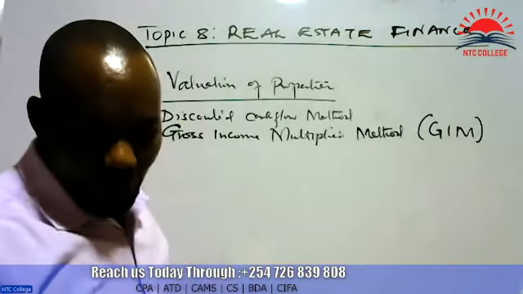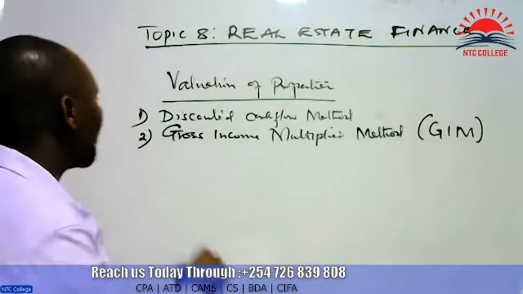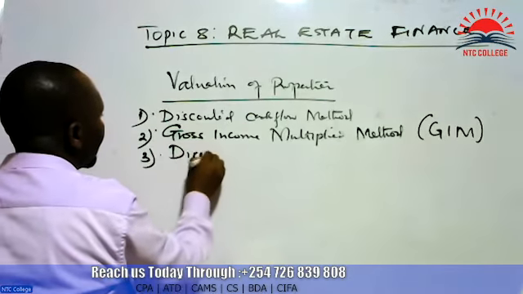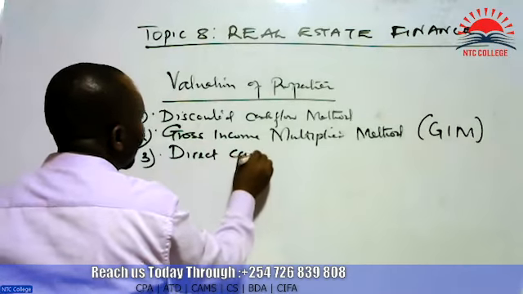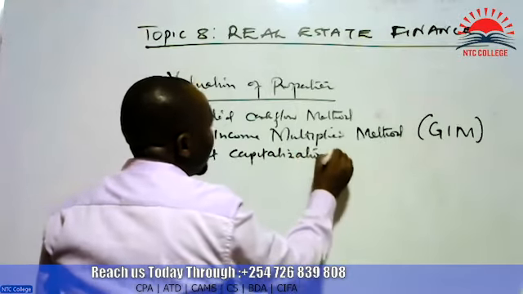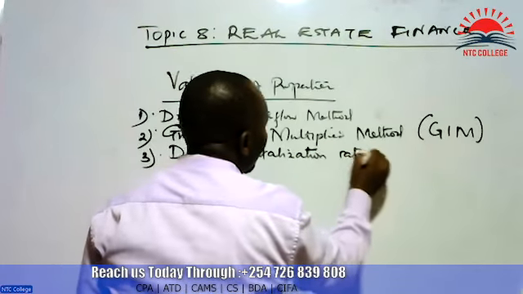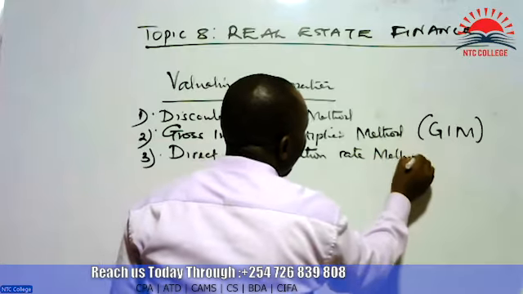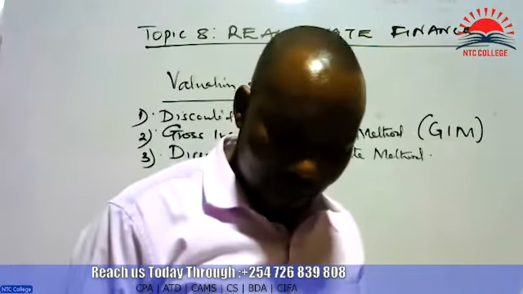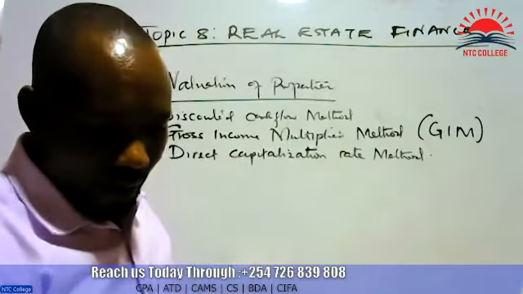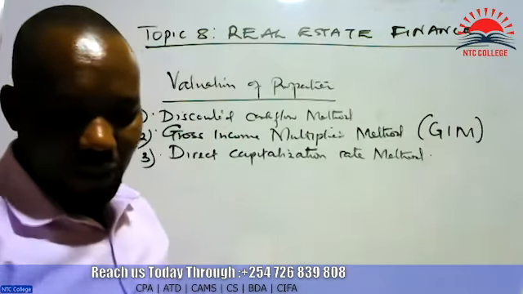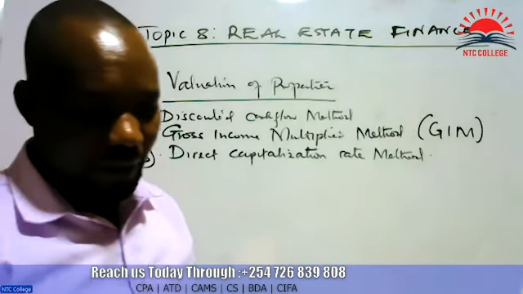The next one is called direct capitalization rate method. So they are basically those three. We can start with the first one, which is discounted cash flow method.